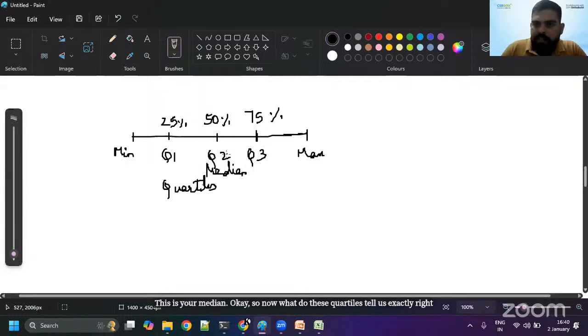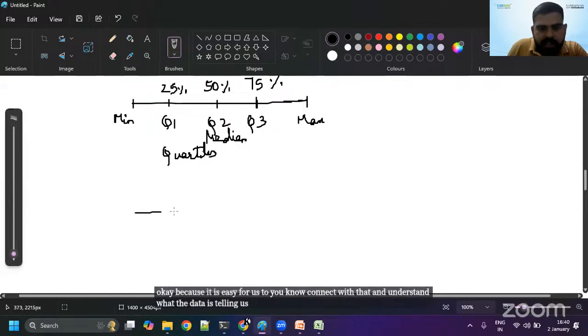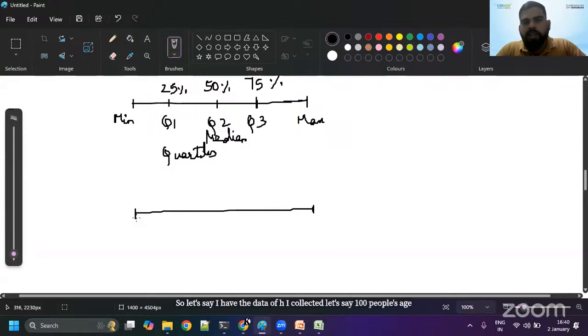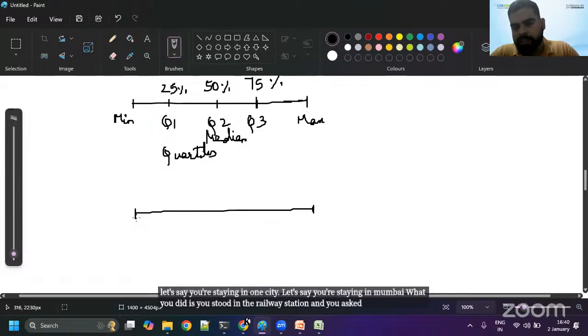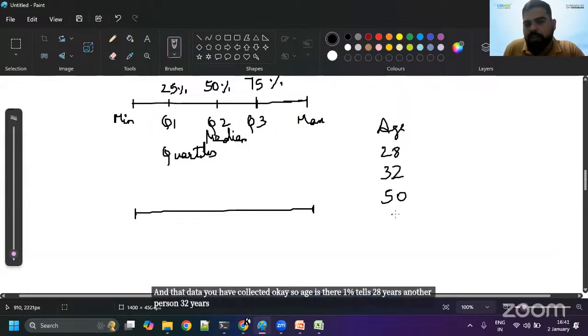What we can understand from these quartiles is, I'll take the example of age, because it is easy for us to connect with that and understand what the data is telling us. Let's say I collected 100 people's ages. Let's say you're staying in Mumbai, and you stood in the railway station and asked 100 people their age. One person says 28 years, another 32 years, another 50 years. Like that, you have collected 100 people's ages.